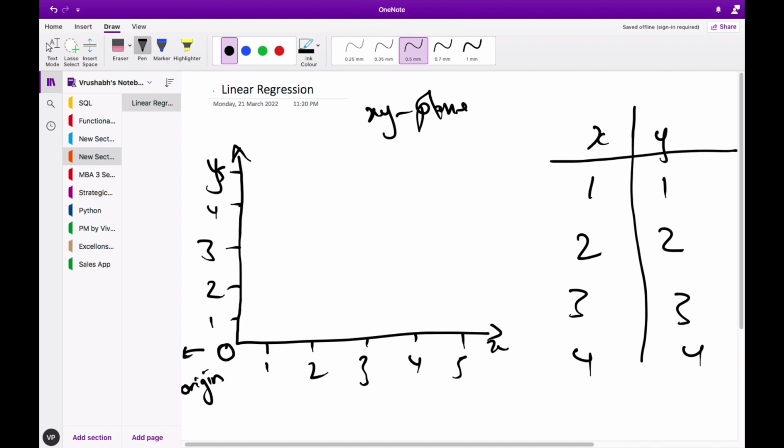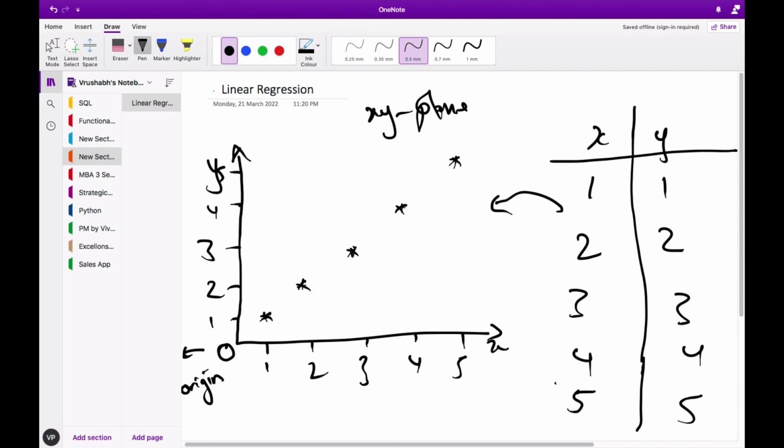Now we are going to convert our table to a graph. From our table, when x is 1, y is also 1, so they meet over here. We have a point there. When x is 2, y is also 2, so they meet somewhere here. When x is 3, y is also 3, so they meet here. And when x is 4, y is also 4. If we go to 5, x is 5 and y is also 5, so we can do that one as well.